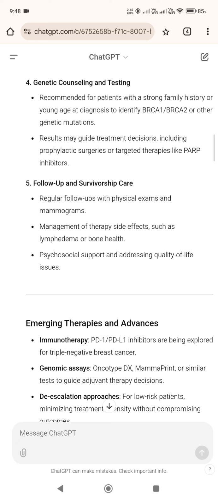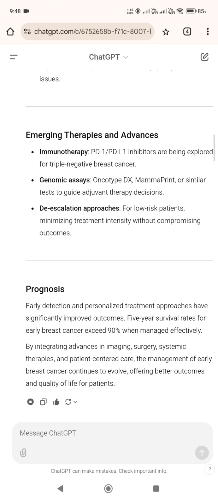Emerging therapies and advances. Immunotherapy, PD-1, PD-L1 inhibitors are being explored for triple-negative breast cancer. Genomic assays, Oncotype DX, MammaPrint, or similar tests to guide adjuvant therapy decisions. De-escalation approaches. For low-risk patients, minimizing treatment intensity without compromising outcomes.